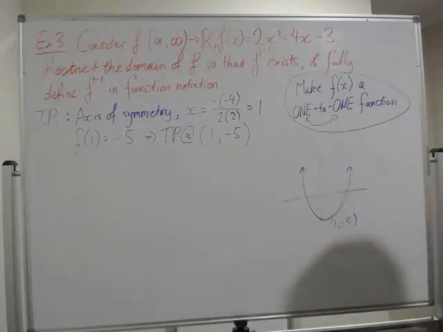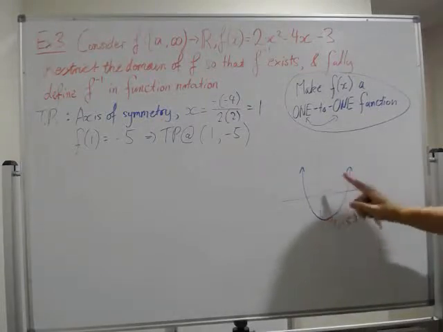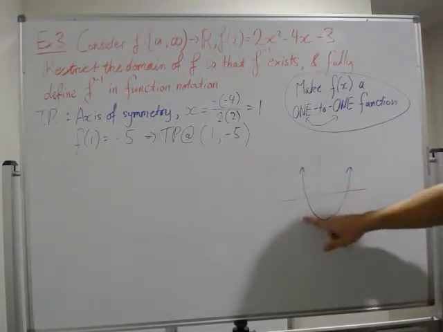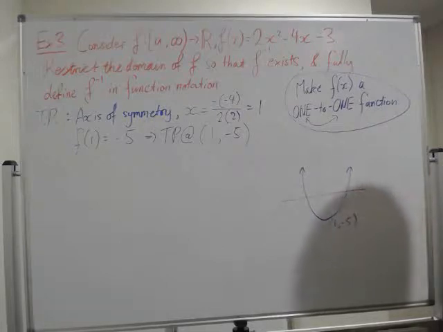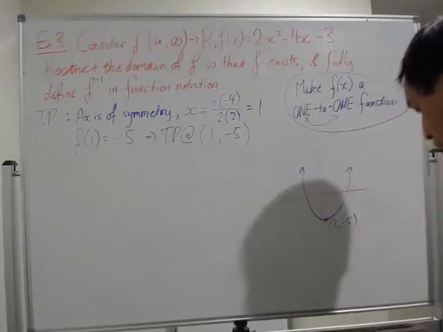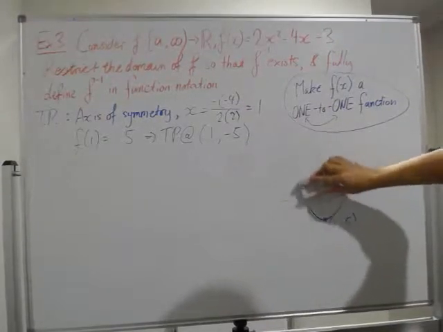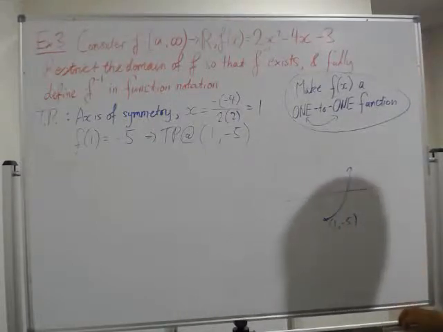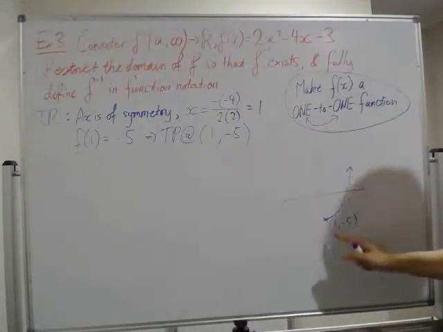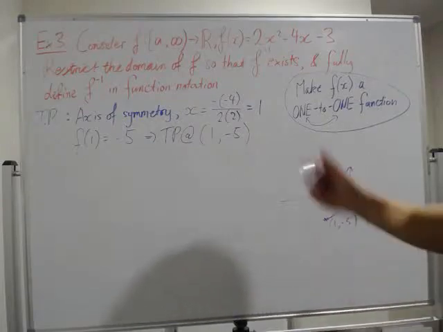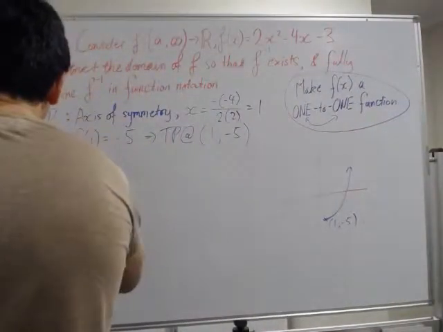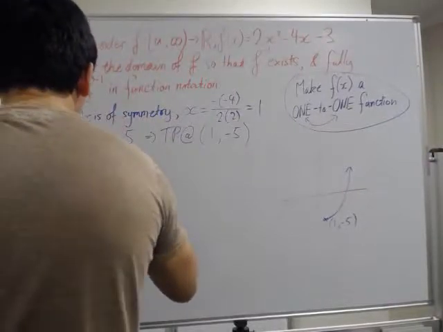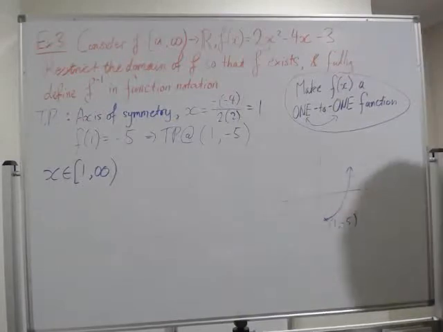We want the right half of the parabola, since we don't want to go to negative infinity. If you go to negative infinity, then we're taking the left half over here. So we want to have this turning point and nothing on the left side of the parabola. That's all going to be restricted away, so that we get a one-to-one function. So for starters, we know that x must be restricted to 1 to infinity.